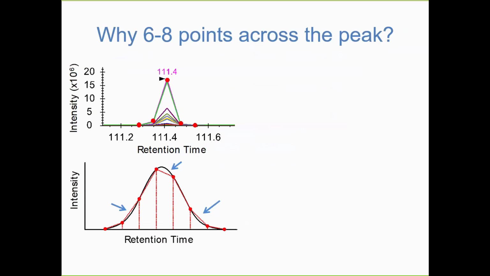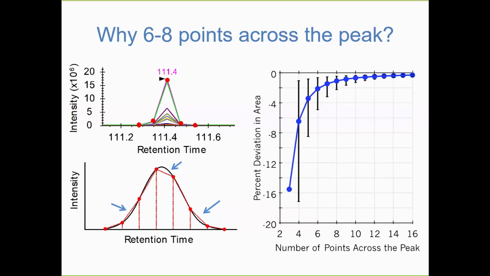And the idea here is you're measuring from point to point these trapezoids and integrating that area. And you're hoping that the error that I'm pointing out here is going to cancel out. And that's only going to be the case if you've acquired enough data points. So I'm showing you here at the bottom of this axis the number of points across the peak, and on the y-axis the percent deviation in area for a wide range of peptides or measurements.